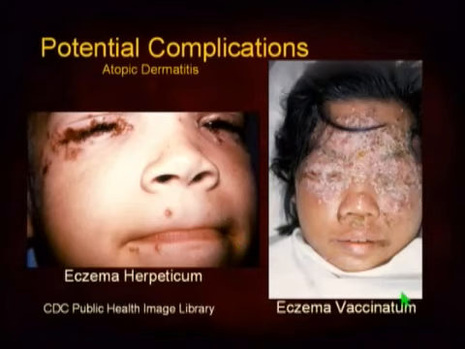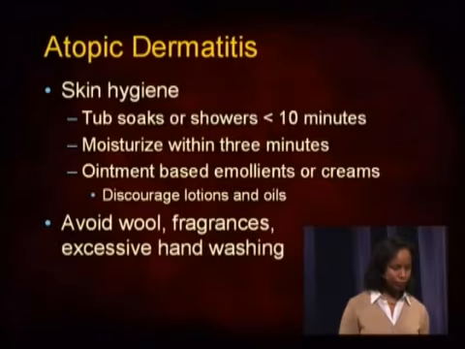And then on this side is a similar scenario, except this is with smallpox. So patients develop eczema vaccinatum when they have active smallpox, and they also have atopic dermatitis. So this is a good reason why people who are active duty military and have atopic dermatitis should not get a smallpox vaccine, because they can develop eczema vaccinatum.